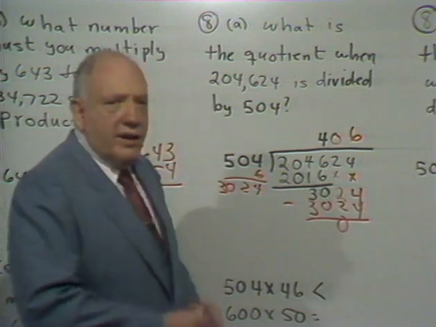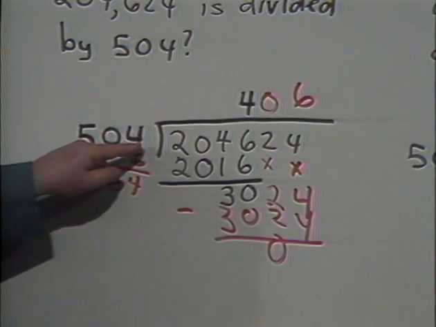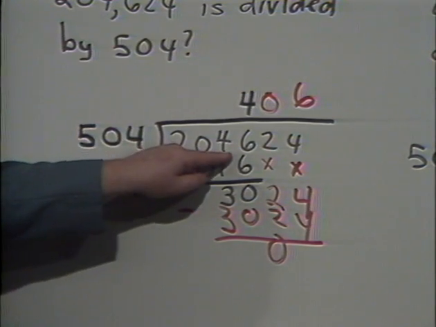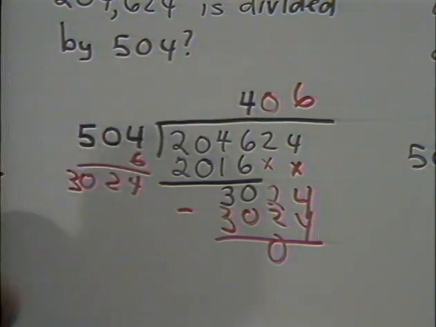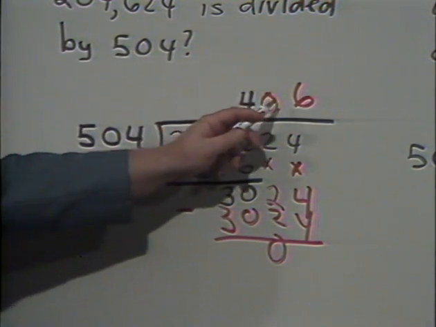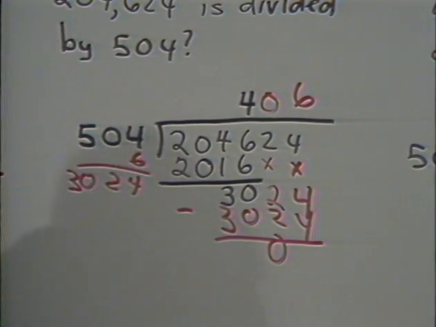So the quotient is what? 406. In other words, when you're counting by 504s, 204,624 is the 406th number you would come to. And again, as a check, what should happen? If you multiply 406 by 504, you should get 204,624.